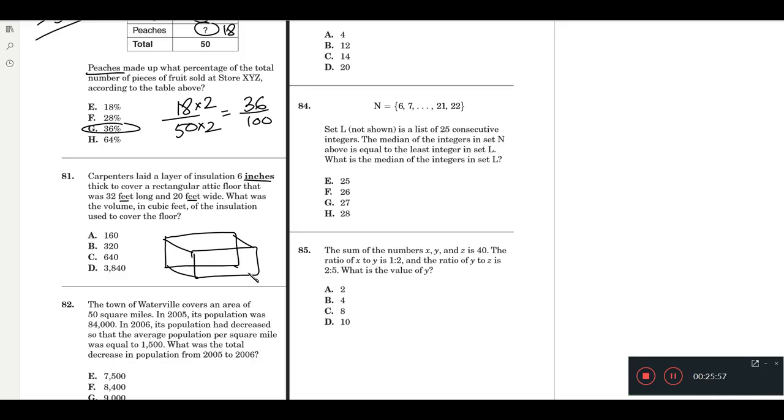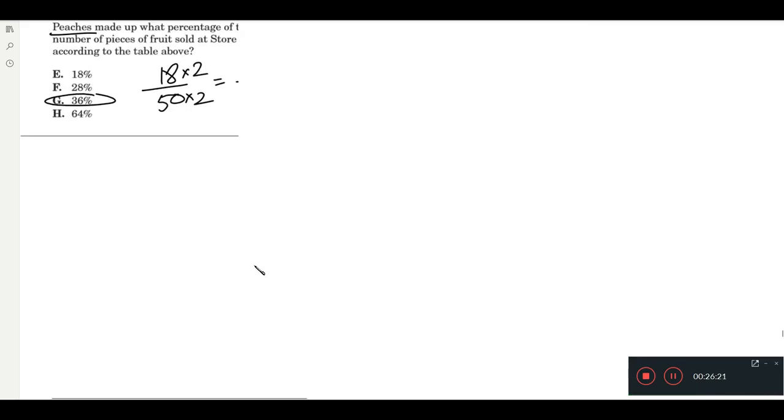It's a rectangular prism, because it has a length, width, and a height, so it's three-dimensional, right? So here is the insulation thickness. Thickness means height. Remember this. Thickness is the height, or the depth is also height. So it's 6 inches thick. We can turn 6 inches into feet. You can do 6 over 12, which is 1/2. It's half a foot.